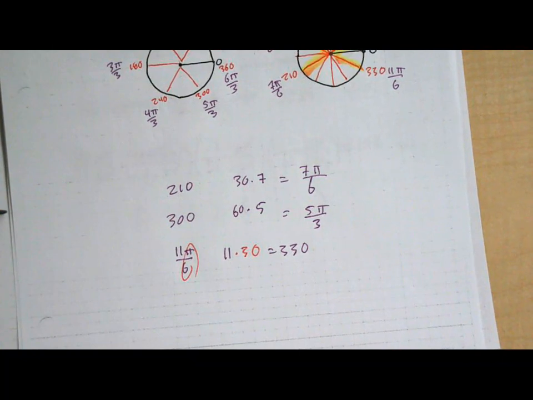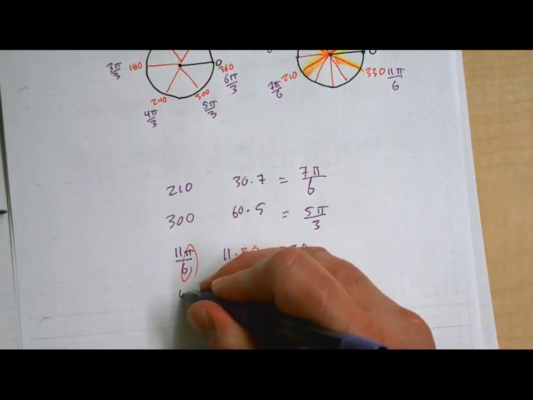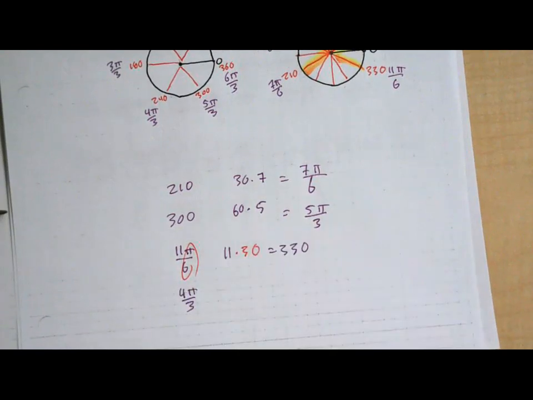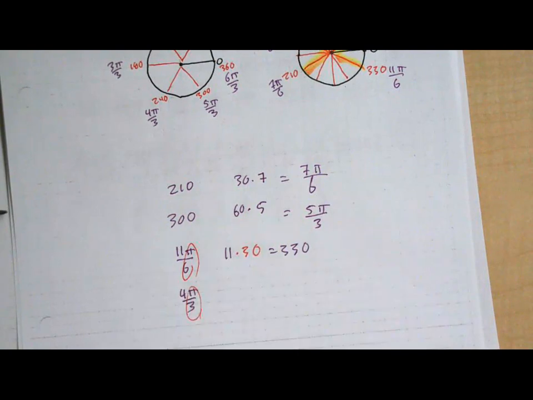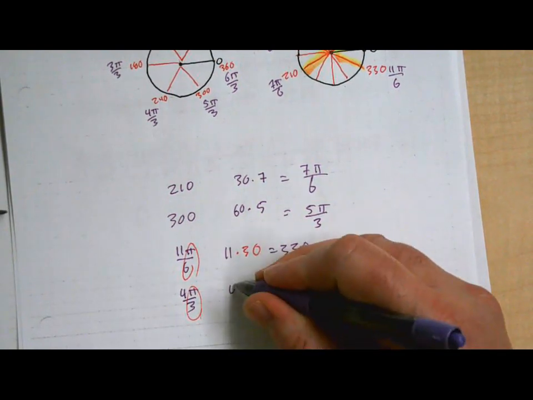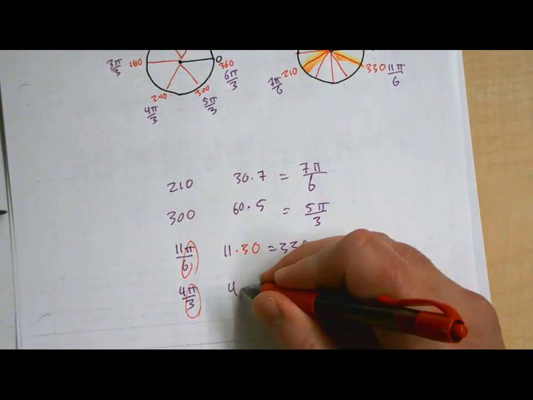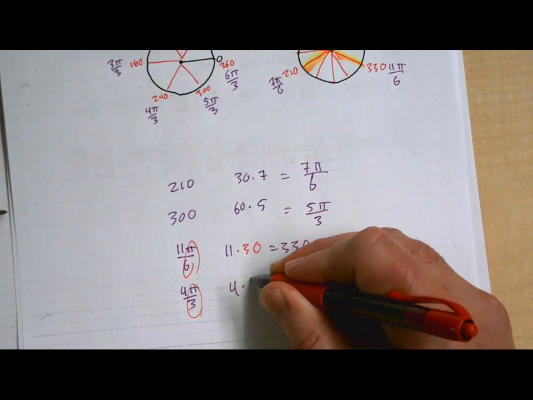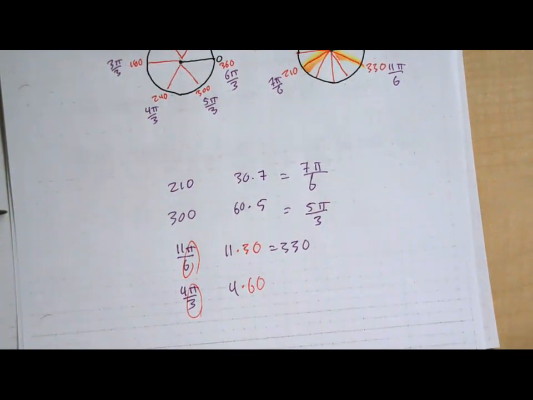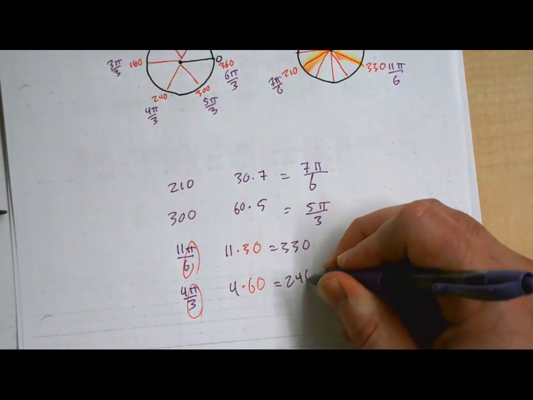Or if I said, help me out with 4 pi over 3. I'm going to look at that and say, pi over 3. What was pi over 3 again? Pi over 3 was 60. Oh, that's just 4 times 60. 240.